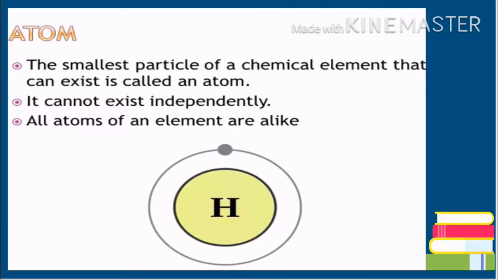For example, you can never observe a hydrogen atom or an oxygen atom in the atmosphere. So hydrogen is present in the atmosphere in the form of H2, means hydrogen molecule, means hydrogen gas, and oxygen is present in the O2 form, means oxygen. So next point is all the atoms of an element are alike, means all the atoms of the element are same. For example, all the atoms of carbon are alike, means all the carbon atoms are same.